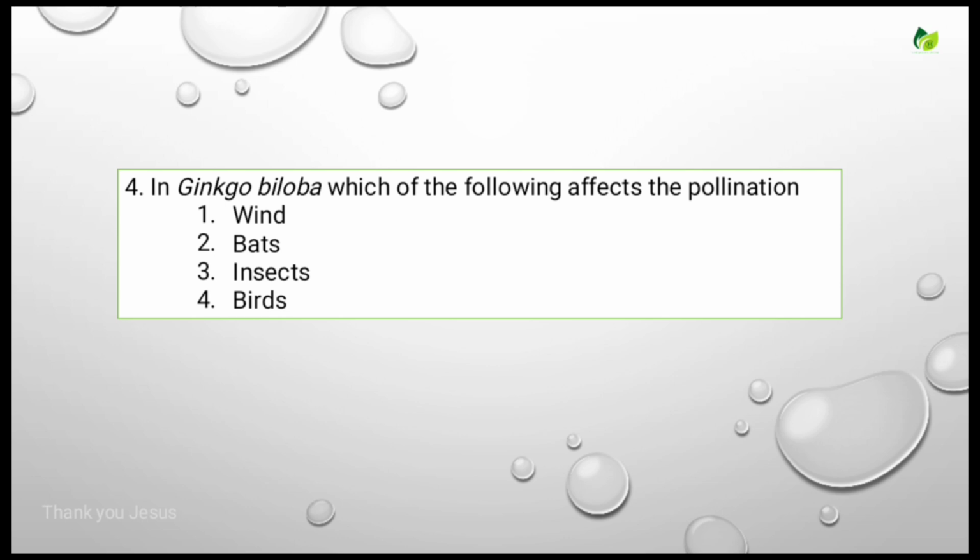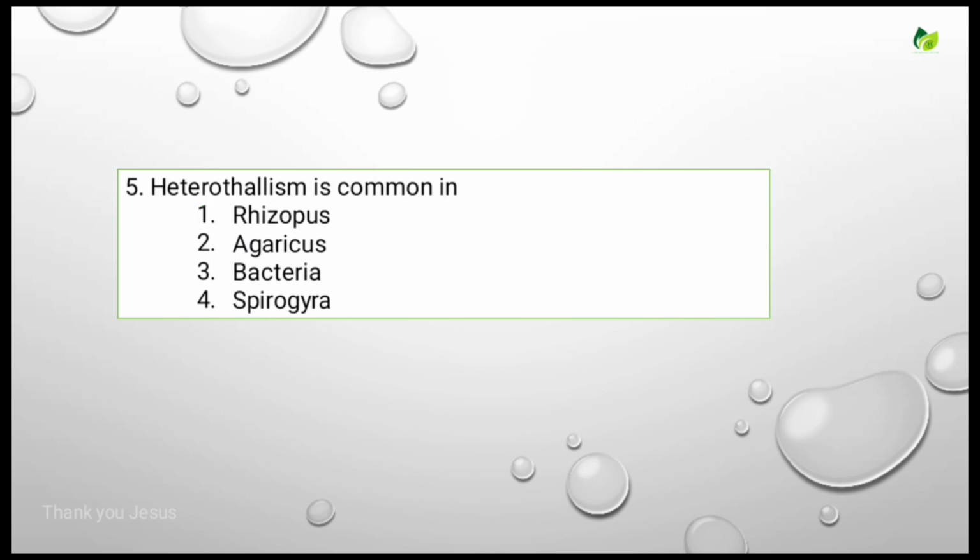In Ginkgo biloba, which of the following affects the pollination? So, wind, bats, insects, birds. So, Ginkgo biloba is a fossil gymnosperm actually. It's also called a living fossil. In gymnosperms, pollination generally occurs by wind. That means anemophily. Okay, so option 1 is correct. Let's see the next question.